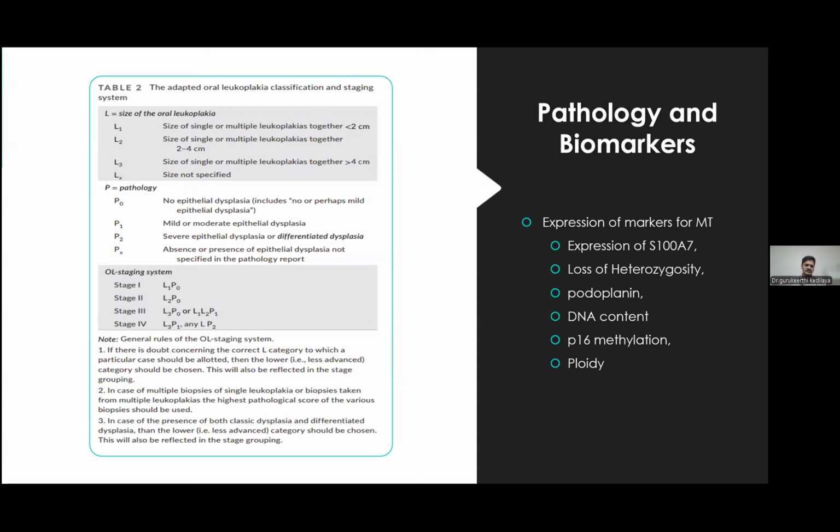Stage 1 considers the size of the leukoplakia and the presence or absence of epithelial dysplasia. It is further divided into stage 2, 3, 4. Various combinations are included. Also at the molecular level, expressions of S100A7, loss of heterozygosity, podoplanin, DNA content, and p16 methylation and ploidy were considered, and it is seen that these are at higher levels during malignant transformation.